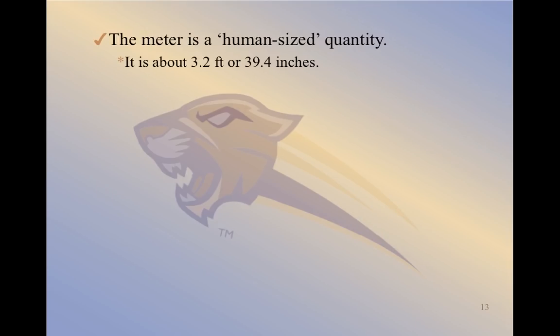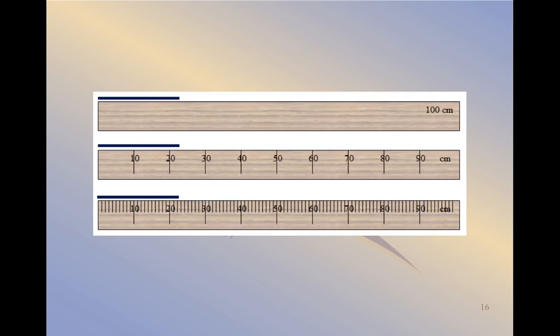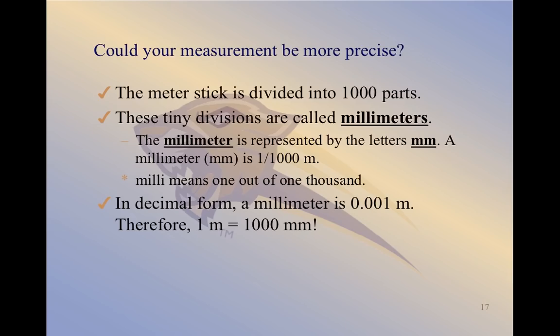The meter is a human-sized quantity. It's about 3.2 feet or 39.4 inches. We use the meter to measure things that fit the human person. You have this mental image when you're thinking centimeters. It's 1/100th of a meter. Then we have our millimeters, which break it into smaller divisions, divides it into 1,000 parts.